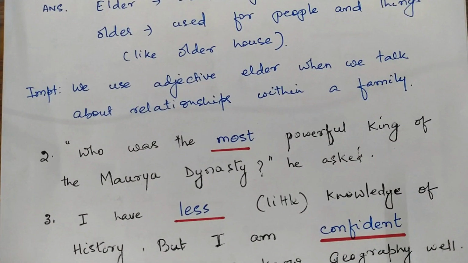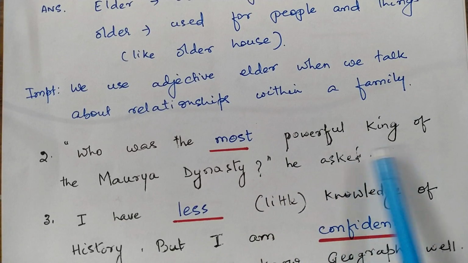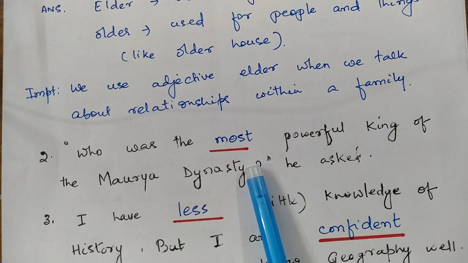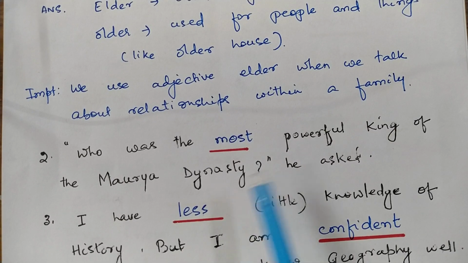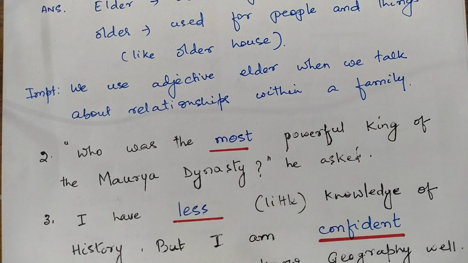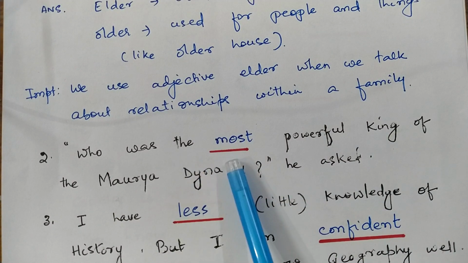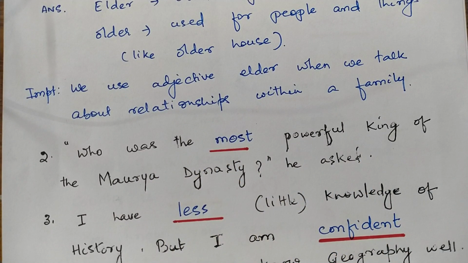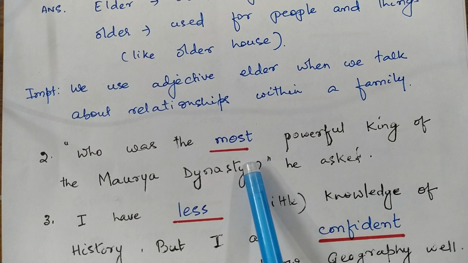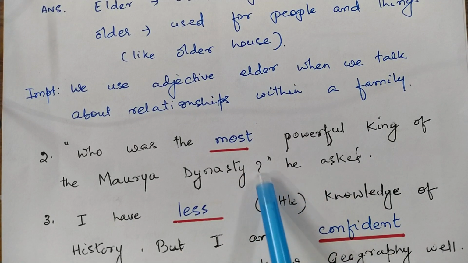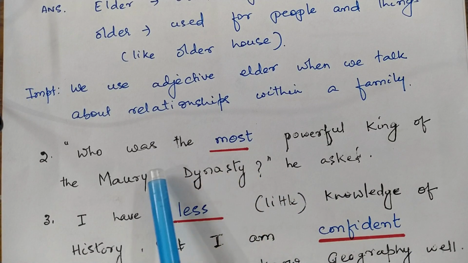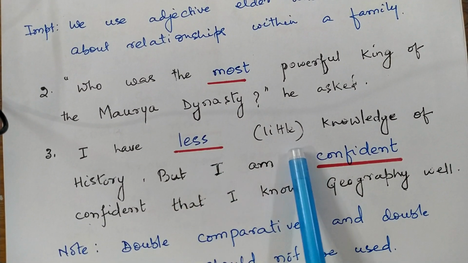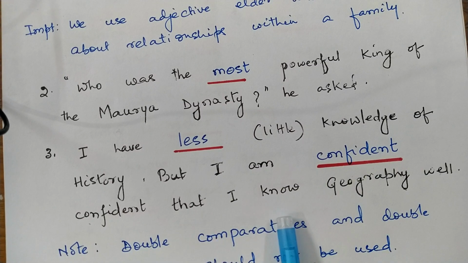Next, number 2. Who was the dash powerful king of the Maurya dynasty, he asked. Now when we are talking about a dynasty, there must be many kings. Now we are comparing the most powerful king among all the kings. So more and most are the comparative degrees. So who was the most powerful king of the Maurya dynasty? Had we compared between only two kings, then we would have used the comparative degree more. But since we are comparing with all the kings of the Maurya dynasty, therefore we are writing the superlative degree as most.